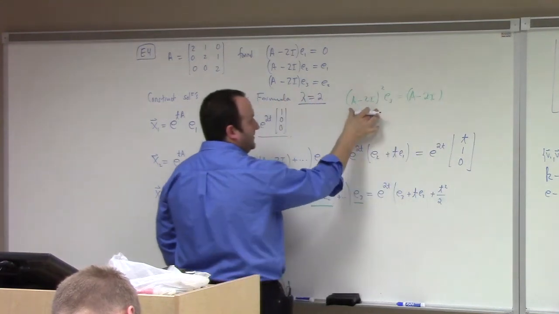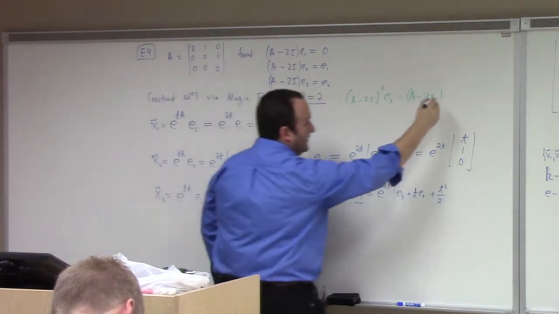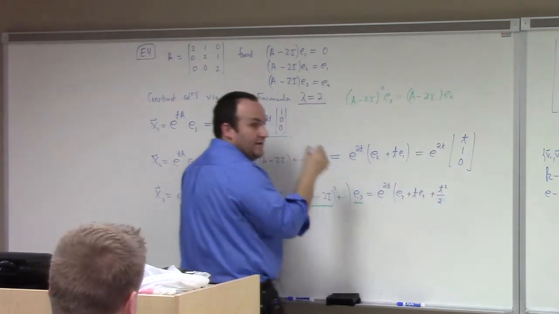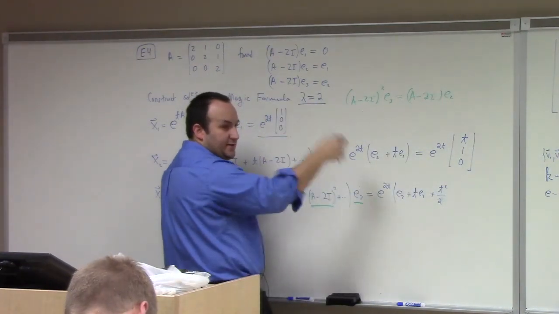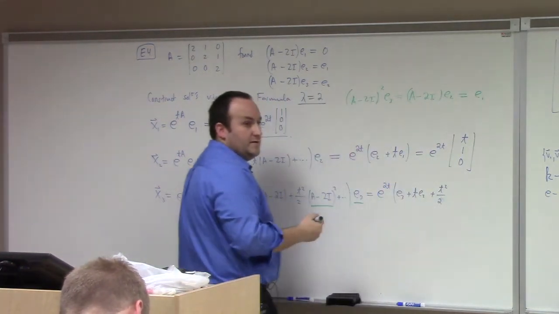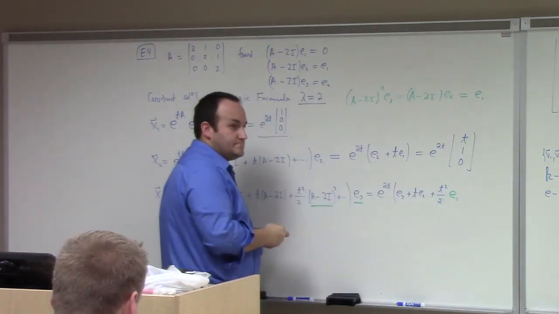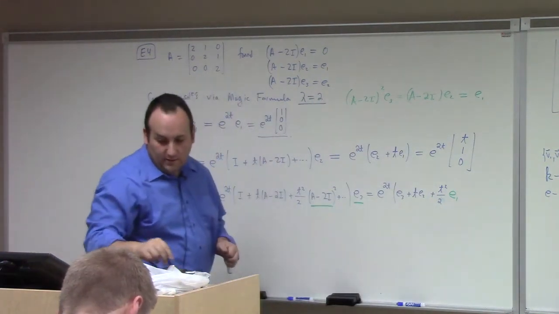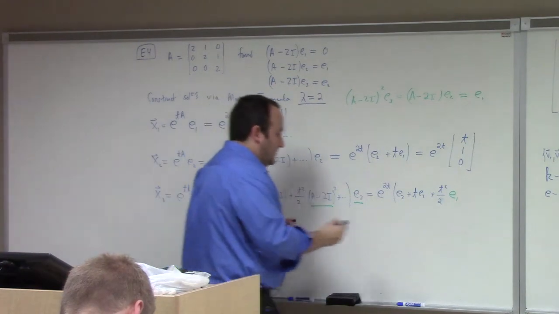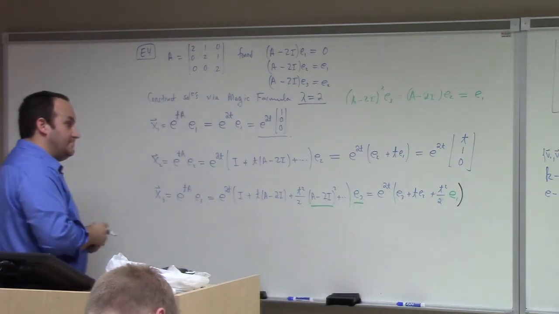The first copy, when it hits E3, what happens? It goes to E2, right? Then the second copy of A minus 2I, when it multiplies E2, goes to E1. And that's why I have to write E1 here. So by the time you get to the end of it, the whole chain appears in the solution, right?